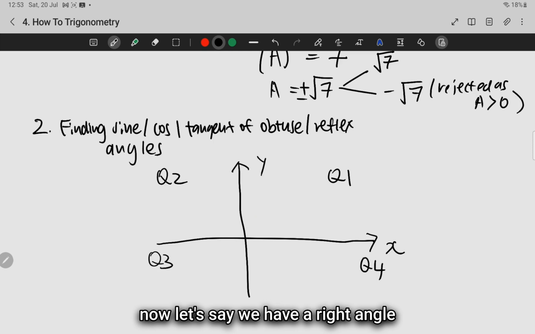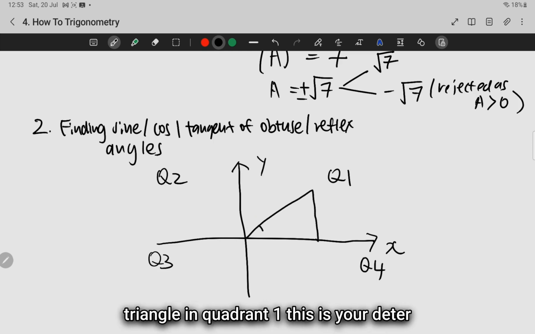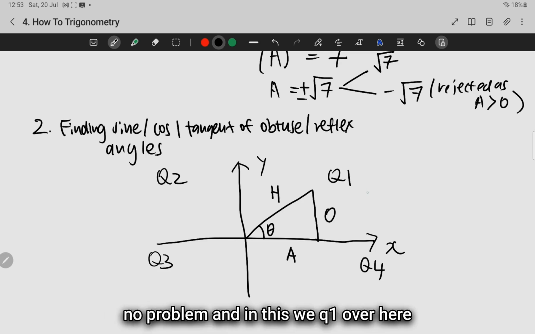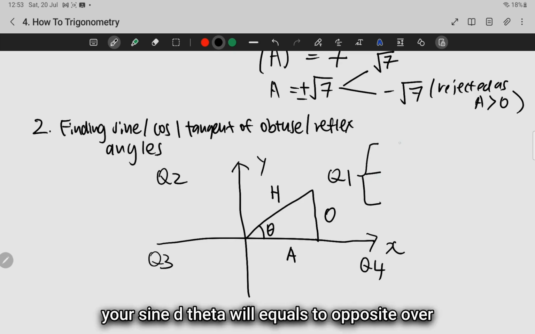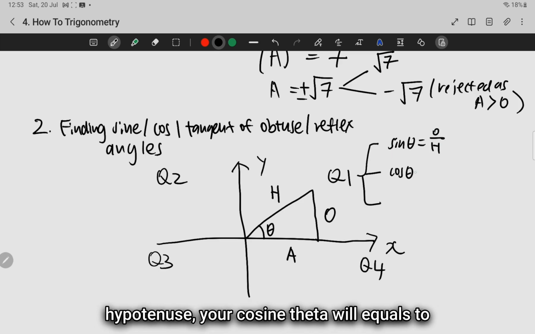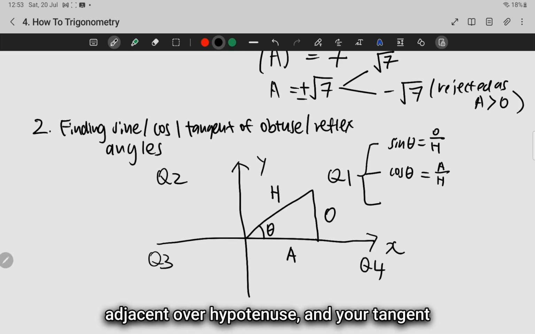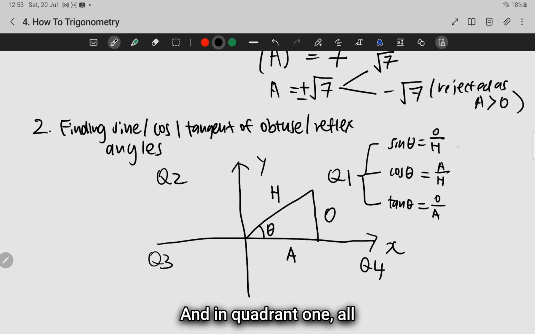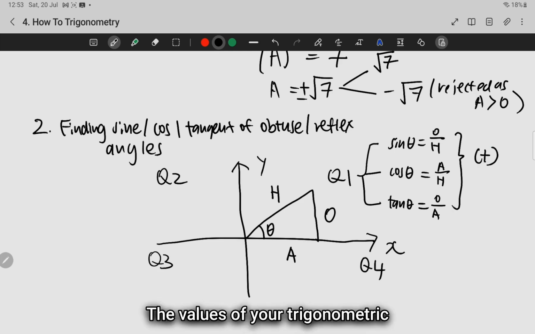Now, let's say we have a right angle triangle in quadrant 1. This is your theta, this is your opposite, hypotenuse, adjacent. No problem. And in this Q1 over here, your sine theta will equal opposite over hypotenuse. Your cosine theta will equal adjacent over hypotenuse, and your tangent theta will equal opposite over adjacent. And in quadrant 1, all of these will be positive. The values of your trigonometric ratios will all be positive.